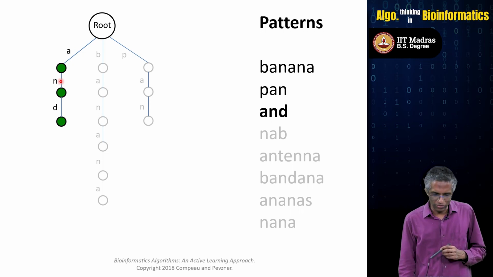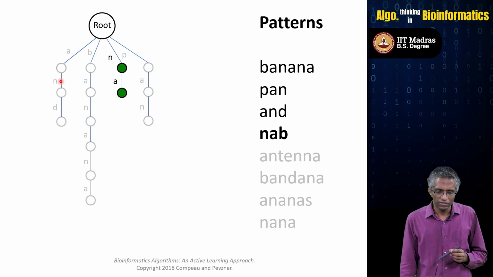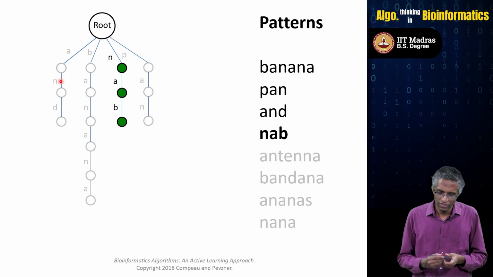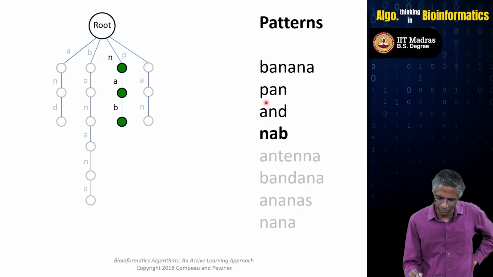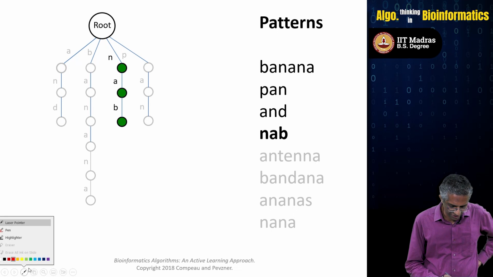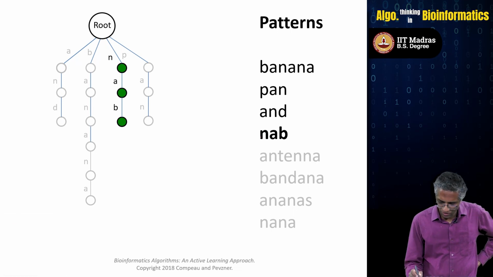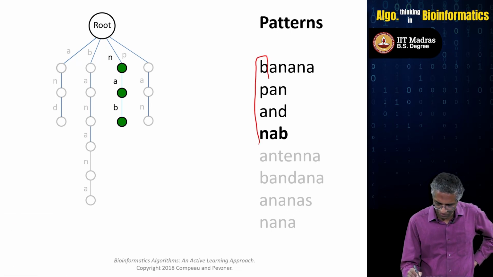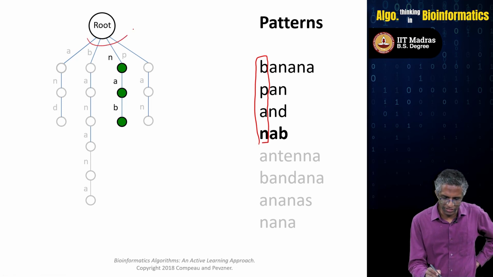Okay. So AND doesn't have any sharing. NAB also doesn't have any sharing. All the first letters B, P, A, and N are not sharing, right? All of these letters are distinct letters. So each of them is going to have distinct branches.